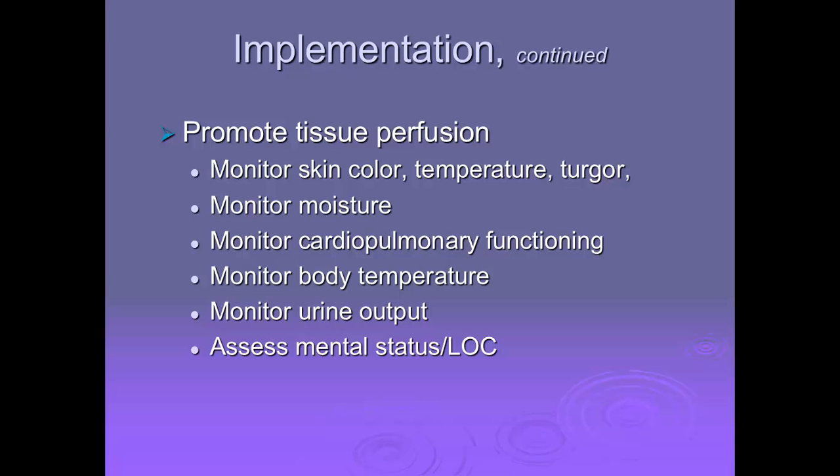Promoting tissue perfusion. You want to monitor the skin for color, temperature, turgor, and moisture. Decreased tissue perfusion is evident by the skin being pale, cool, and moist. As the hemoglobin concentration decreases, then cyanosis can occur, and that's what you see in cardiogenic shock. You want to monitor cardiopulmonary functioning by assessing and monitoring their blood pressure by auscultation or hemodynamic monitoring.